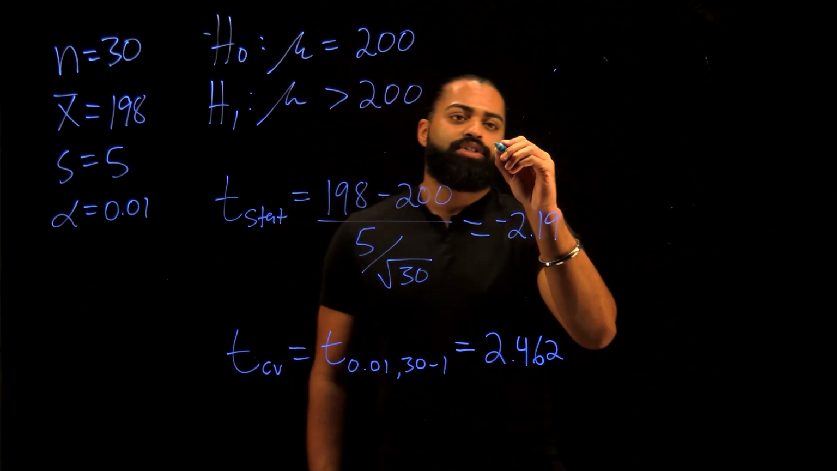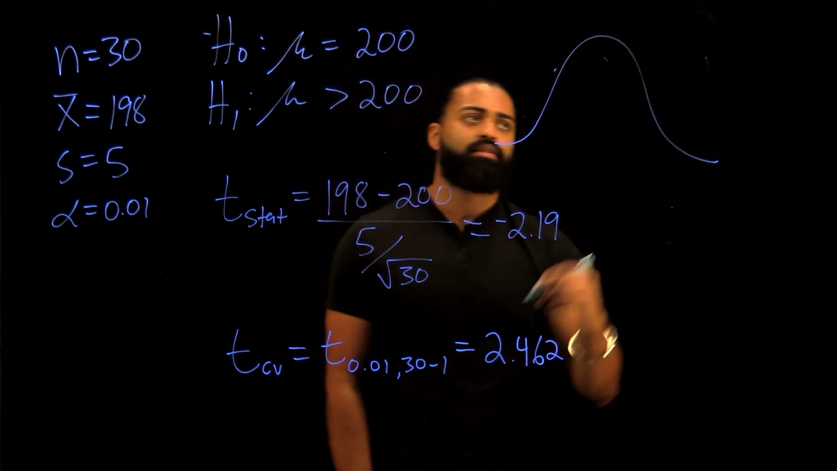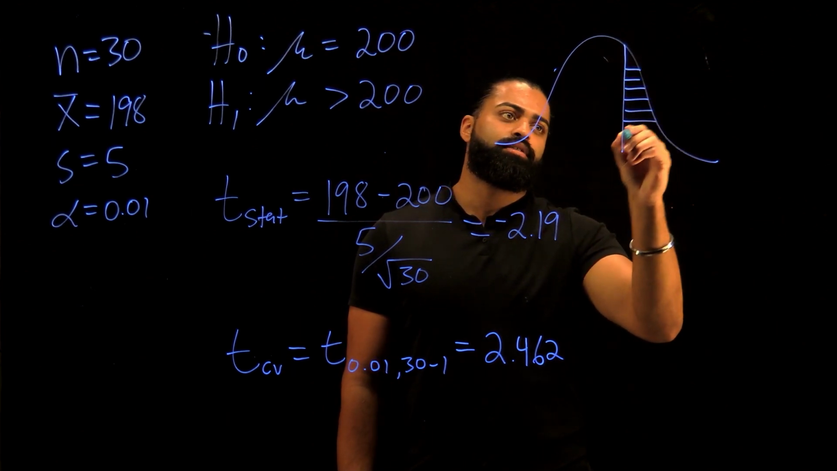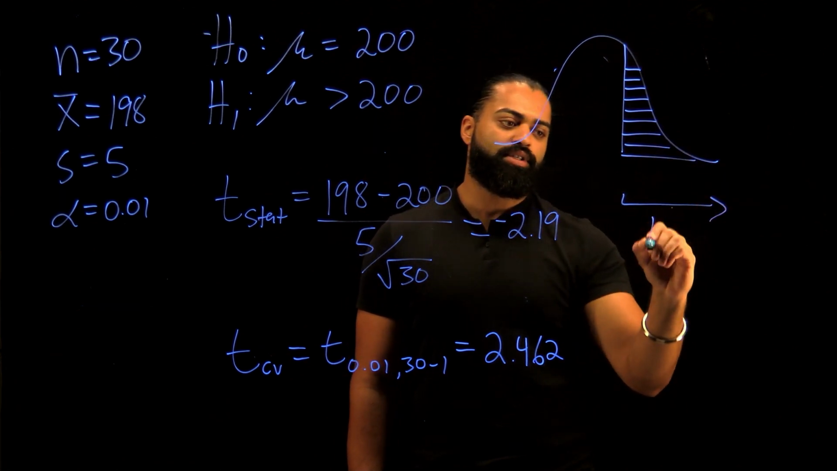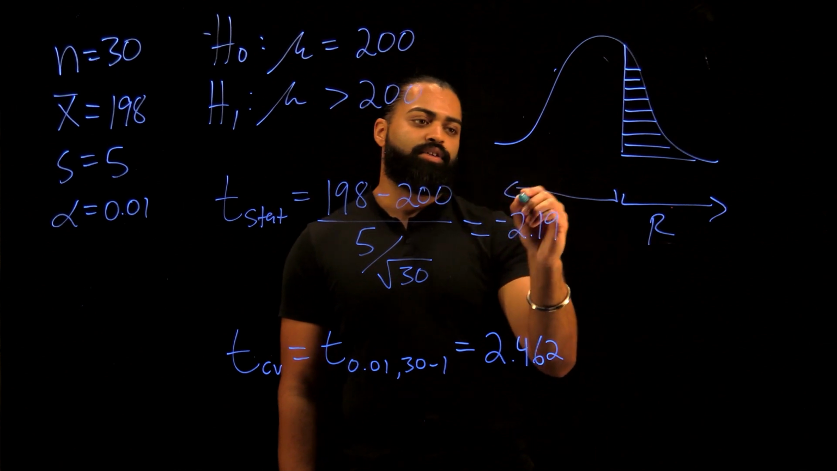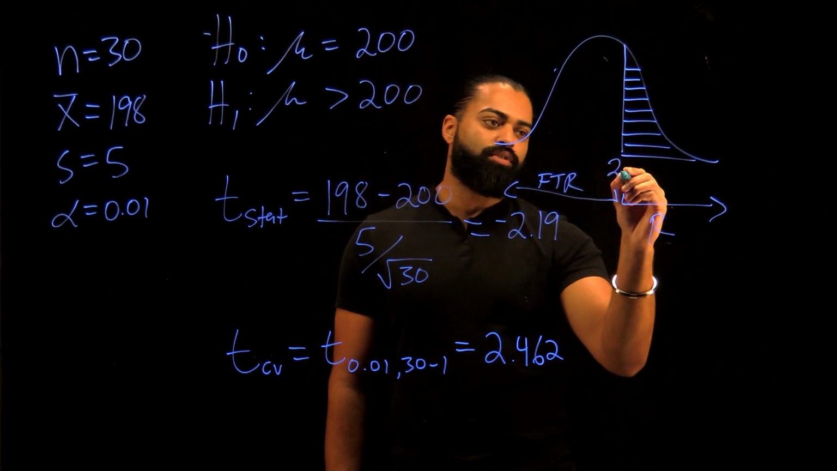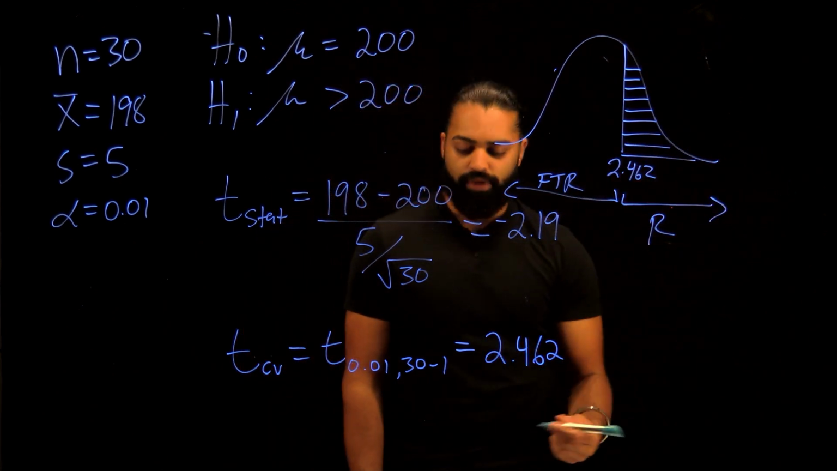All right, now you'll notice a couple things here. If we draw our distribution, this is a right tail test because it is greater than. Because it's a right tail test, anything greater than our t critical value is going to be a rejection region. So anything greater than this, reject. Anything on the other side would be fail to reject. So 2.462.